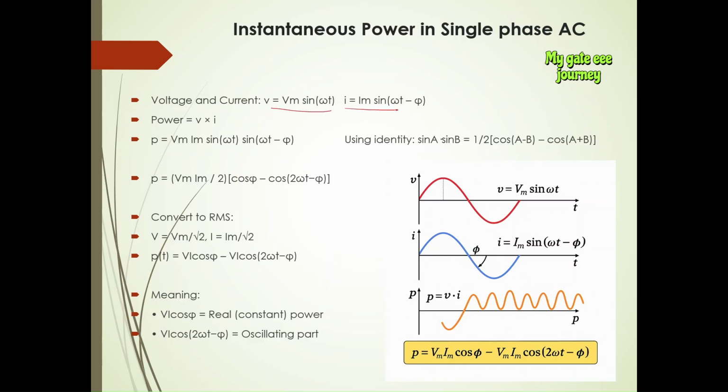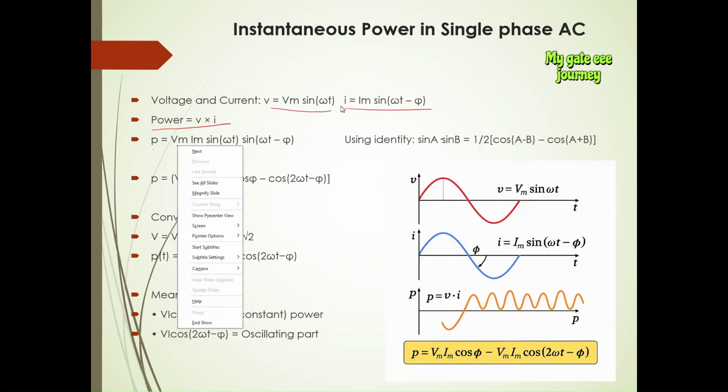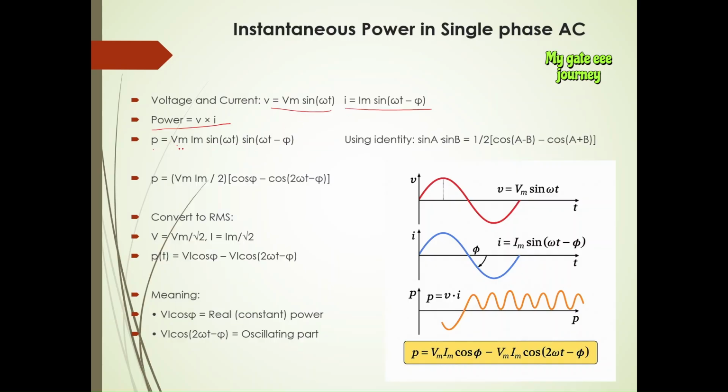I is equal to Im sin omega t. And we know power is equal to V into I, and if you multiply Vm sin omega t and Im sin omega t minus phi, we will get this one, Vm Im sin omega t into sin omega t minus phi, where phi is the phase angle of the load.